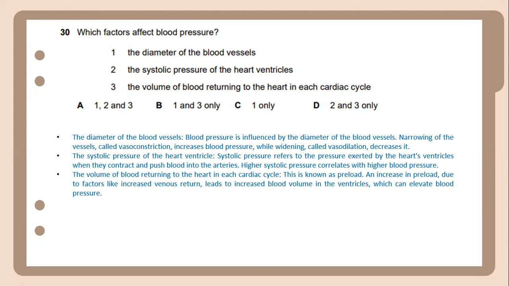The systolic pressure of the heart ventricle refers to the pressure exerted by the heart ventricle when it contracts and pushes blood into the arteries. The higher systolic pressure correlates with higher blood pressure. And the volume of blood returning to the heart in each cardiac cycle is known as preload. An increase in preload due to factors like increased venous return leads to increased blood volume in the ventricle, which can elevate blood pressure. So the answer will be 1, 2, and 3.